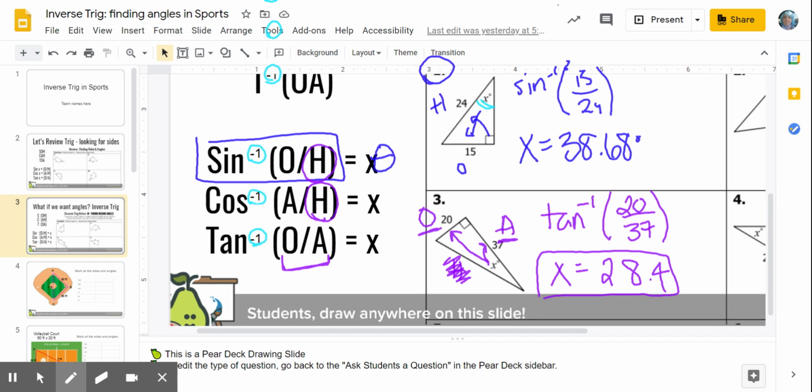Maybe I did something crazy. $28.39. Okay. We're on the same page then. Let's do number 2.